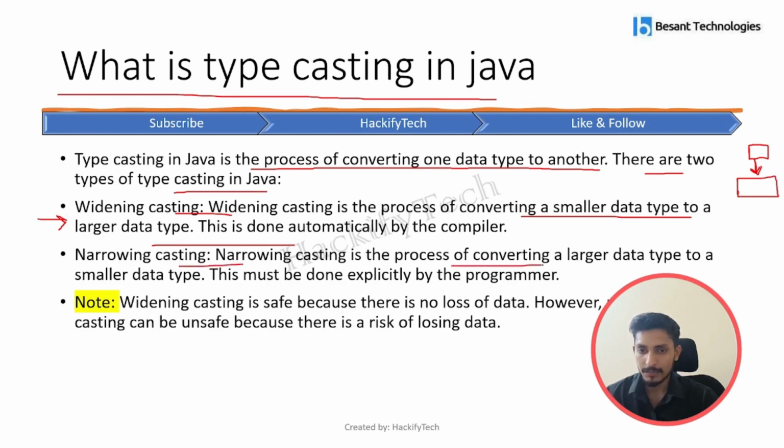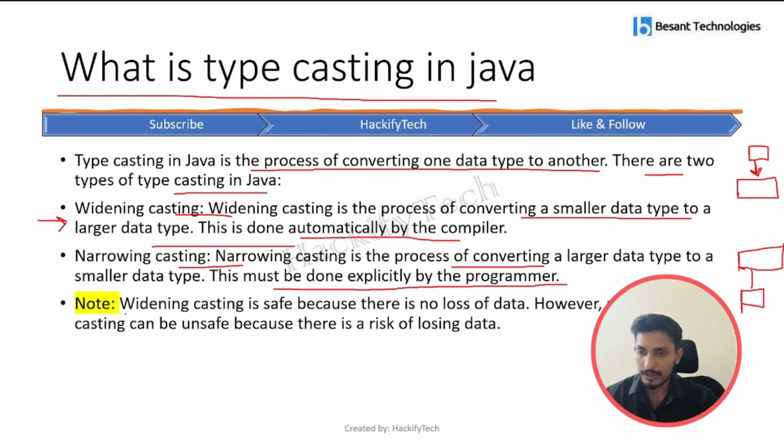Narrowing typecasting is the process of converting a large data type. Assume you have a large data type and you are converting it to a smaller data type, so definitely there is a chance of data loss as well. That's why it is not done automatically by the compiler, but it must be done explicitly by the programmer. Note one more thing, that widening typecasting is safer because there is no loss of data, because we are converting from smaller to bigger. But if you are converting a bigger data type to a smaller data type, there is a chance of losing data as well. So that's why it is not recommended all the time.